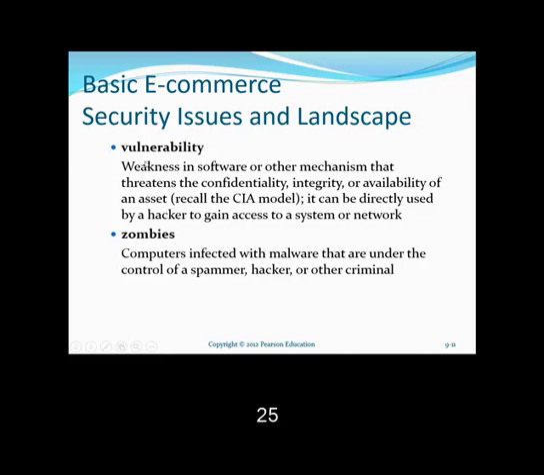And then vulnerability. Vulnerability is a term also most frequently used when we are talking about security in computers. Vulnerability is the weakness in software or other mechanism that threatens the confidentiality, integrity, or availability of an asset. Okay, so this is the vulnerability, the weakness in the software. And then zombies. What is zombies? Zombies here in computer security means computers infected with malware that are under the control of a spammer, hacker, or other criminal. So this one is called zombies.